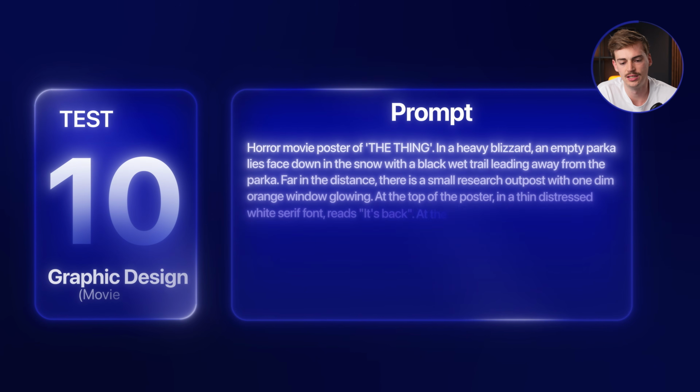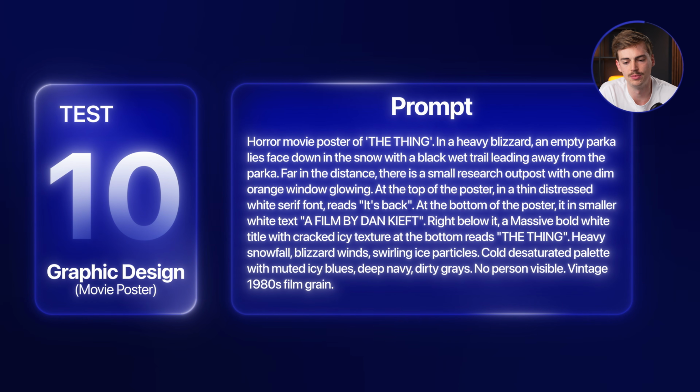If we were to look at a bit more technical type of prompts, then here I have a poster that I wanted to have made of a new movie that I'm trying to bring out, which is called The Thing. For the prompt, I am generating a heavy blizzard with an empty parka. There's a wet black trail leading away from the parka. In the background, there's a small research outpost with a dim orange window. And at the top of the poster, there's a thin text saying it's back. At the bottom of the poster, it's saying a film by Dan Kieft. Then at the bottom of that, we have The Thing. And then we have a muted color scheme with film grain.